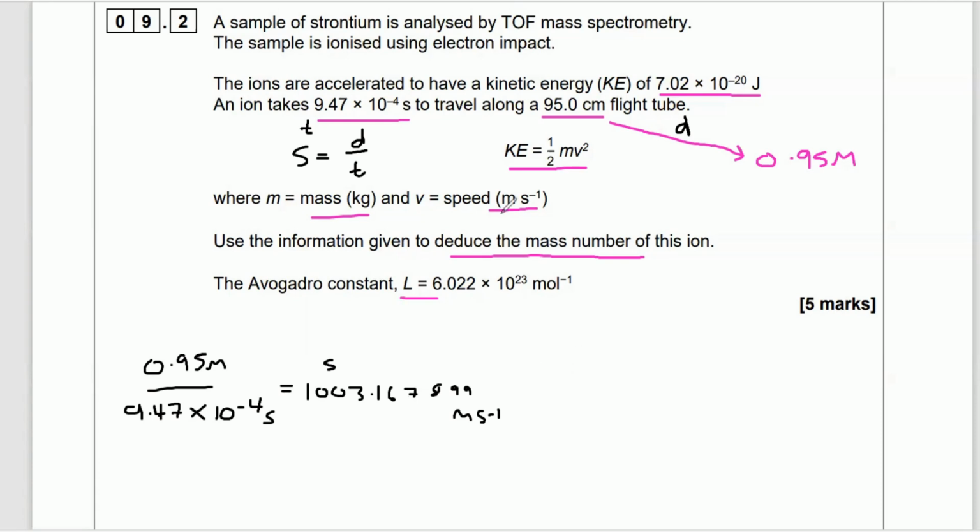So we're going to take our speed or velocity across, and we're going to whack it into the KE equals half times mv squared equation. Now we want to get rid of the half m, so we times both sides by 2, which gives us 2 times the kinetic energy. And then we want to isolate the m on its own, so we're going to divide that by the velocity squared, which we've got here, and that's going to give us our mass, which is what we're going to need if we're going to work out the mass number.